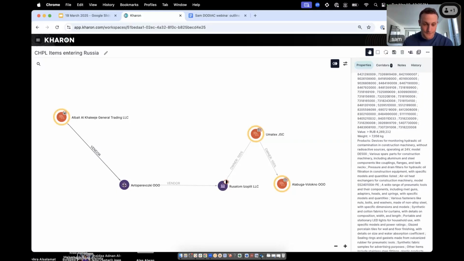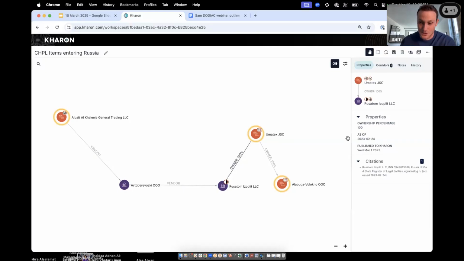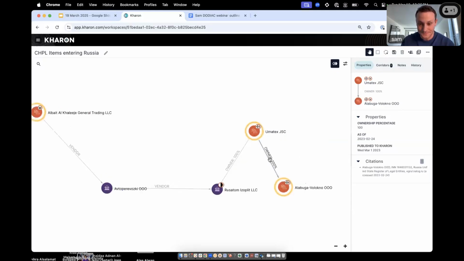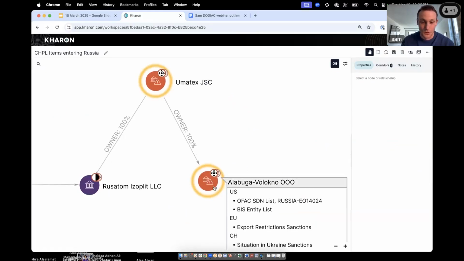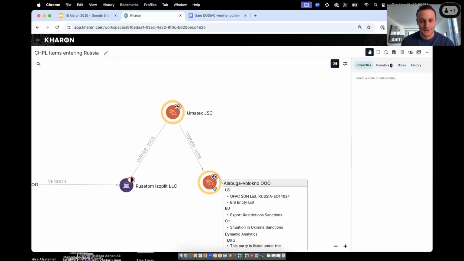Now, Avtoperovsky is selling to Rusatom. Rusatom itself is not sanctioned, but they are owned, as I can see through the ownership percentage here, by Umatex JSC. And if I scroll over here, I can see that Umatex is in fact an OFAC SDN. They're on the UK Asset Freeze Target, and they're listed as an MEU as well. Now, this company owns Alabuga, which, as we probably know, has been sanctioned for their involvement in the production of Russian drones in particular.